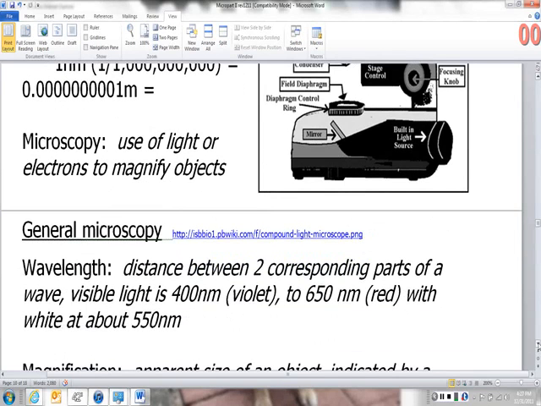The wavelength is the distance between two corresponding parts of a wave. Visible light is the wavelengths between 400 nanometers at the violet end to 650 nanometers at the red end. White light is at approximately 550 nanometers.